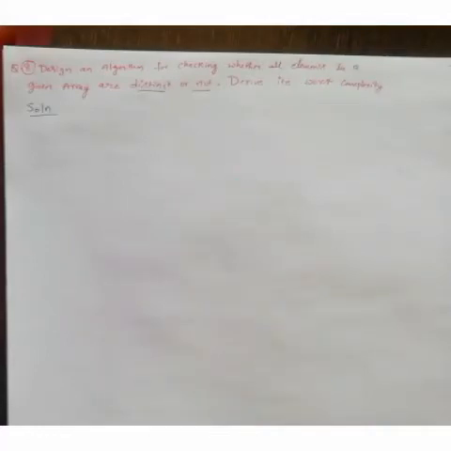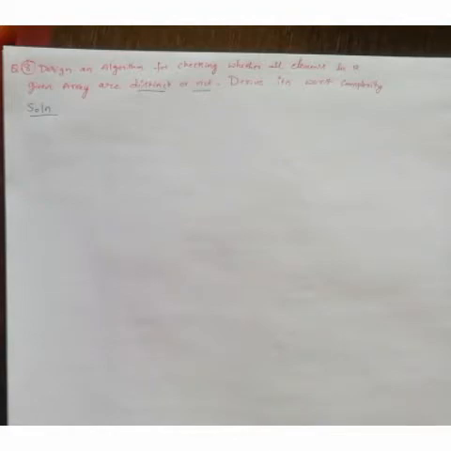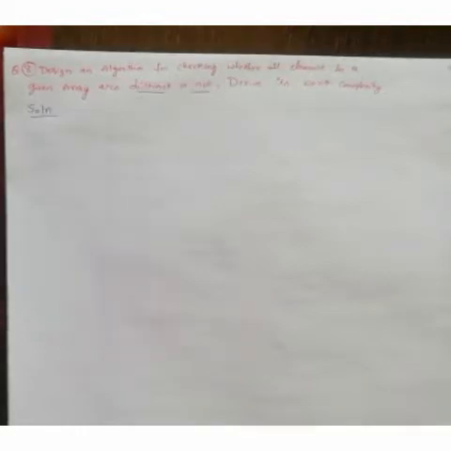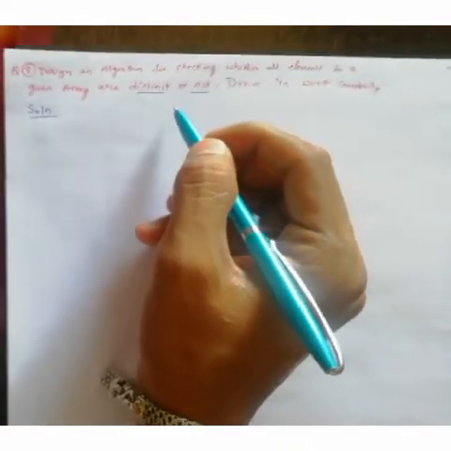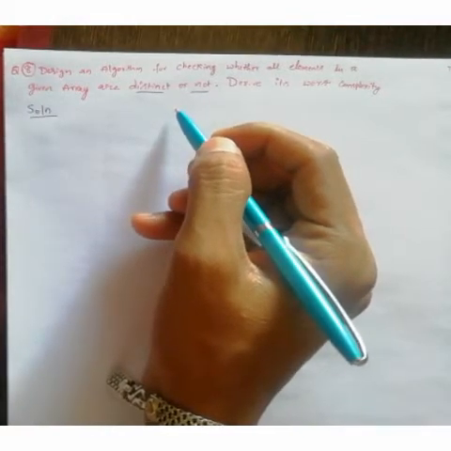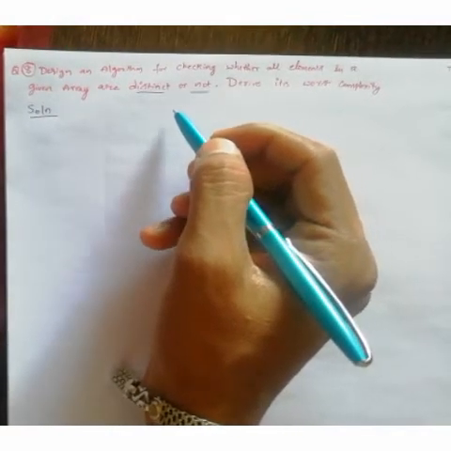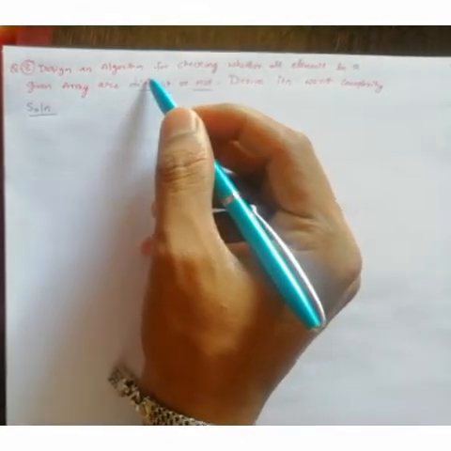Welcome back. In this video we will discuss the next question, that is, design an algorithm for checking whether all elements in a given array are distinct or not, and we have to derive its worst time complexity. What is the meaning of distinct or not? For example, I am having 10 elements in an array. Whether all elements are different or same, we have to find that. That's it. So we have to design an algorithm for this.